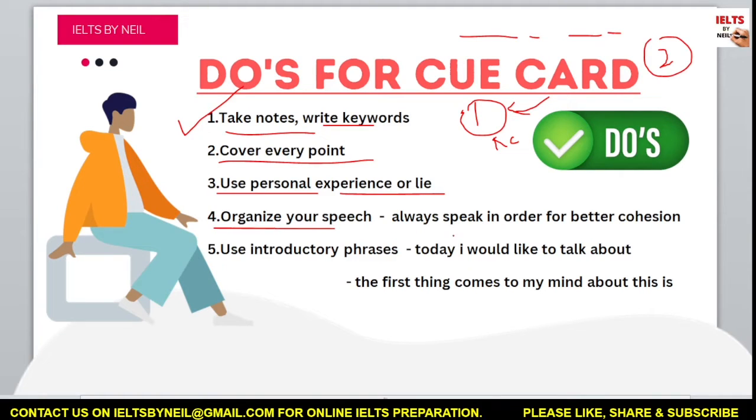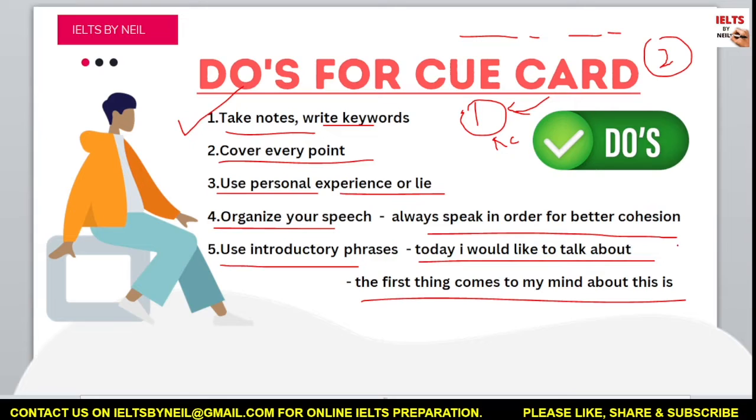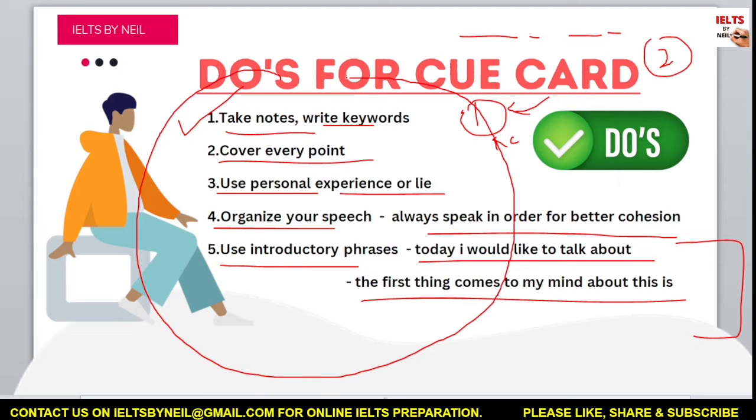Now next one is organize your speech. Always speak in order, don't jump around the ideas, for better cohesion. And use introductory phrases, like today I would like to talk about this, or the first thing that comes to my mind is this. These are not compulsory, but if you can use them, it's good. There are many ways to do IELTS speaking, not just one way, please remember this. These are some tips that I believe are good, you can follow them. If you have another method, that is also fine, as long as you are speaking for 2 minutes. That's all that matters.